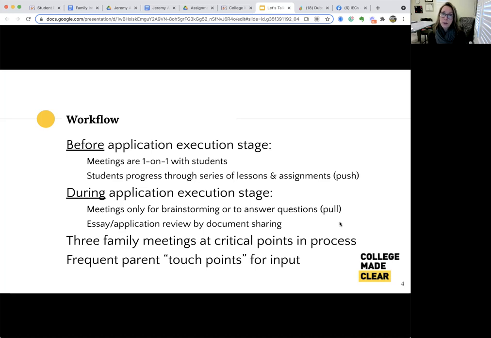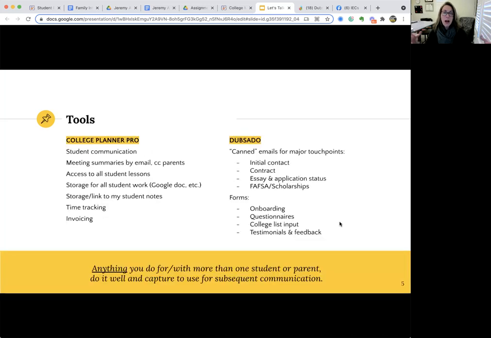So some of my processes are really driven by the way that my work is structured. It's important to understand that your work might be structured differently, so your goals might be different, and therefore the tools that you use might also be different. I use a number of tools, but the two that I rely on the most at this stage are College Planner Pro and Dubsado.